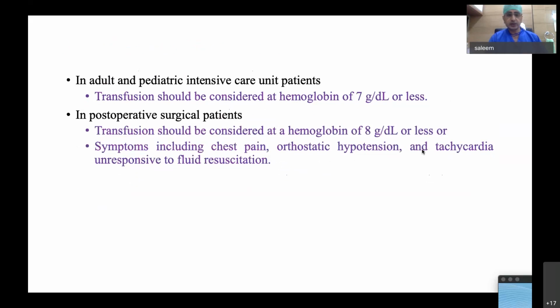In adults and pediatric intensive care unit patients, transfusion should be considered at a hemoglobin level of 7 or less. In post-operative surgical patients, transfusion should be considered at a hemoglobin of 8 gram per deciliter or less, or if symptoms including chest pain, orthostatic hypotension, and tachycardia unresponsive to fluid resuscitation are present.